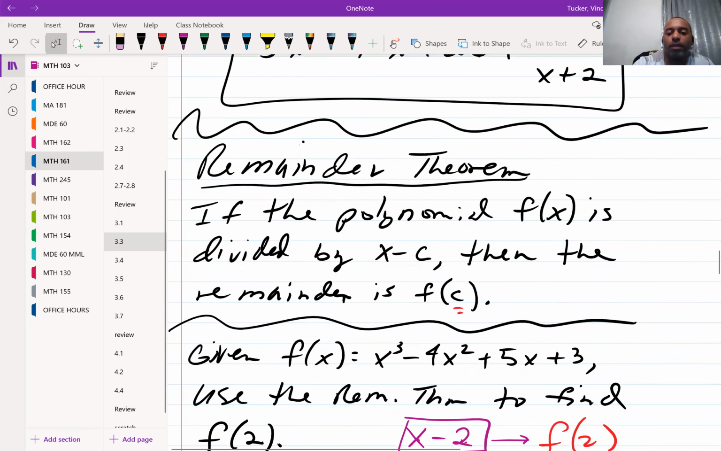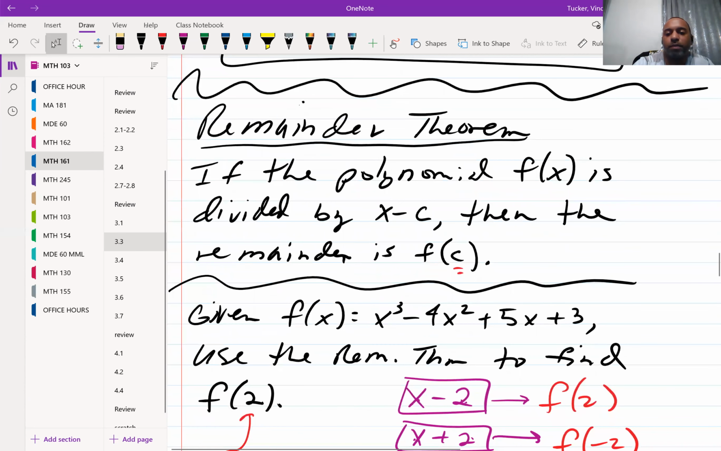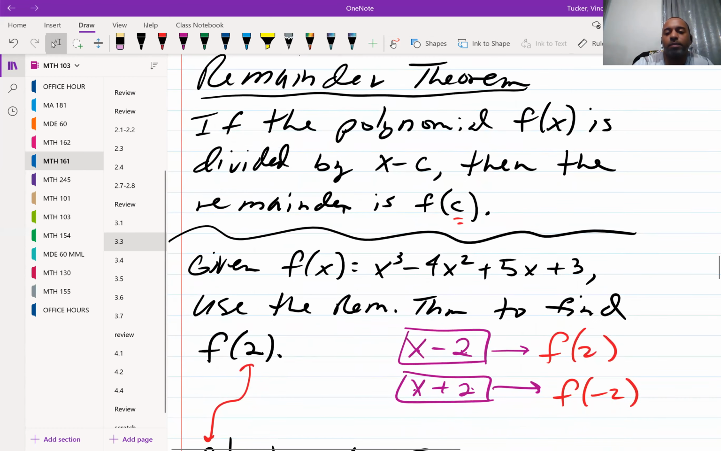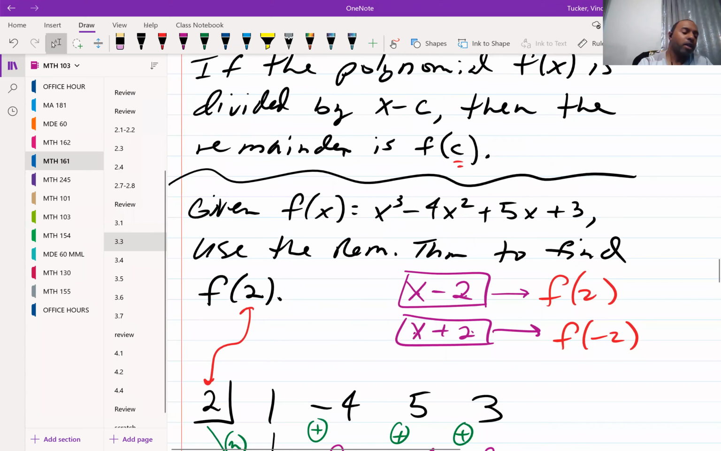All right, so if they give us x cubed minus 4x squared plus 5x plus 3, it says use the remainder theorem to find f of 2. I'll give you a chance to write the problem. Give me a second. All right, so notice they give us f of 2.